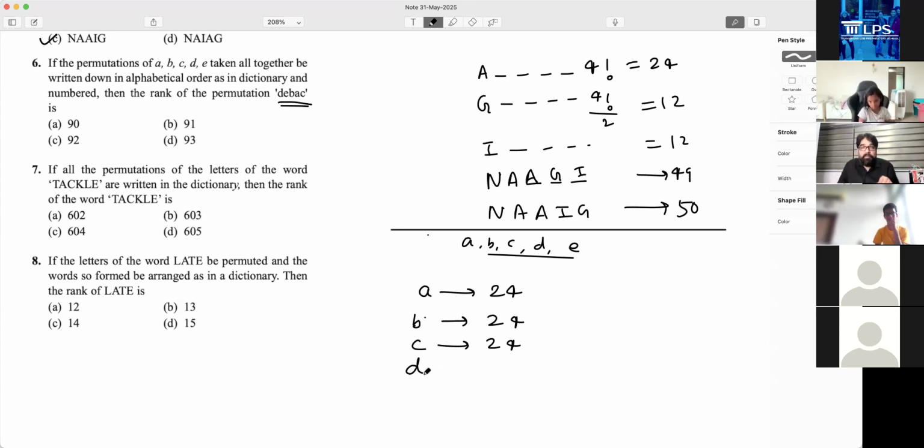After D, what will come? After D, A will come. That is not part of my word, so I will count it. Whenever part of the word is not there, you count. If part of your word is coming, then don't count. You keep on moving. So starting with DA, if you fix 2 letters, the balance 3 can be arranged in 3 factorial, 6 ways. DB is not my word, 6 ways. DE is part of my word, I will not count. I will just move further. After DE, A will come, which is not part of my word. I will count it. That's 2.